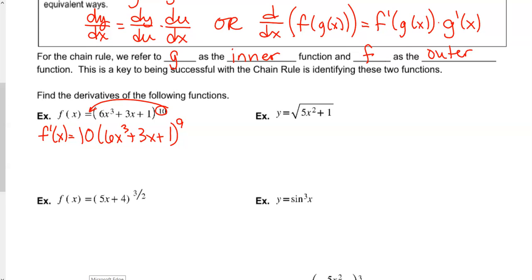So that was just like if I had a y here. That would be 10y to the 9th. Now I have 10 times this expression to the 9th power, but now I have to do what we have is that g prime of x. So now I have to take the derivative of the inside piece.